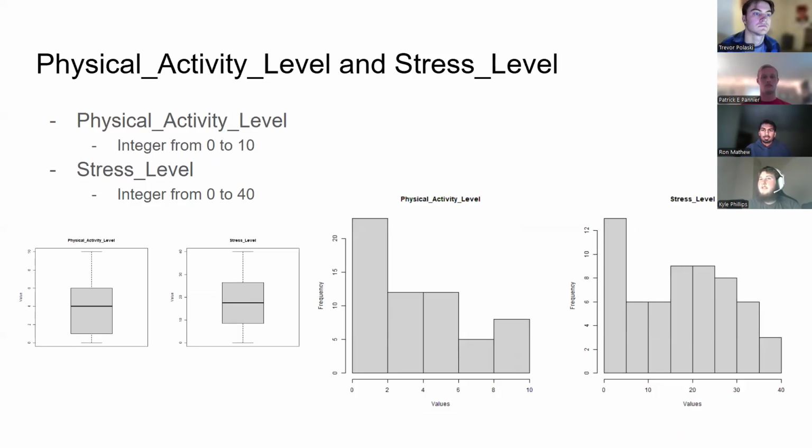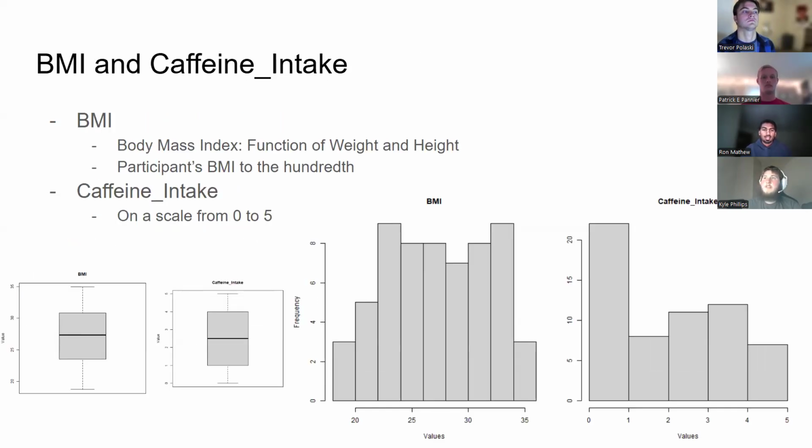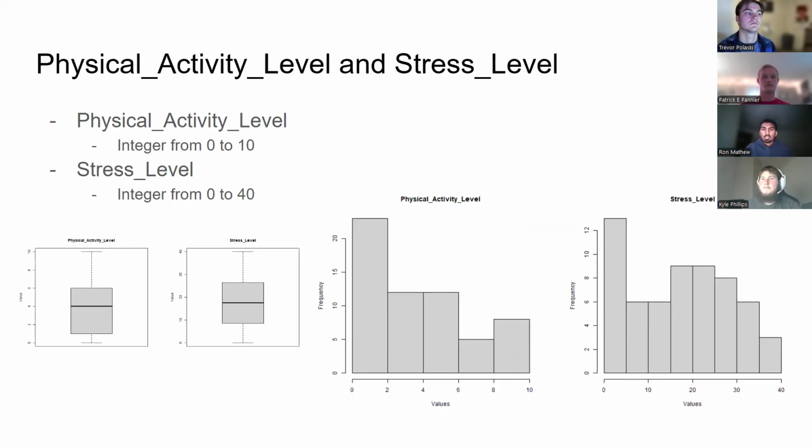Caffeine intake was on a scale of 0 to 5, and it appears to be fairly skewed right, as most of the values reside around 0 to 1, and the box plot is fairly normal. For the variables physical activity and stress level, they're on an integer scale from 0 to 10 and 0 to 40, respectively. Both of them appeared to be skewed right, with the higher values appearing at the lower tails, and both box plots appear fairly normal.